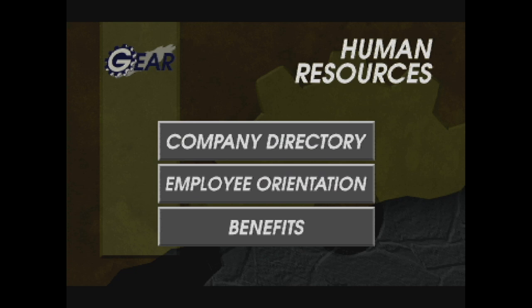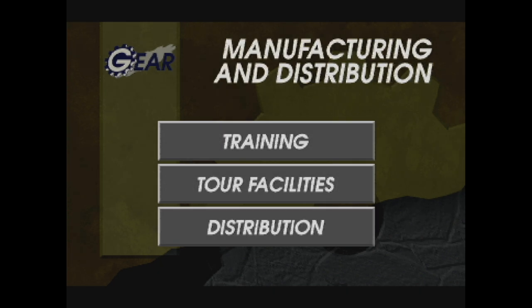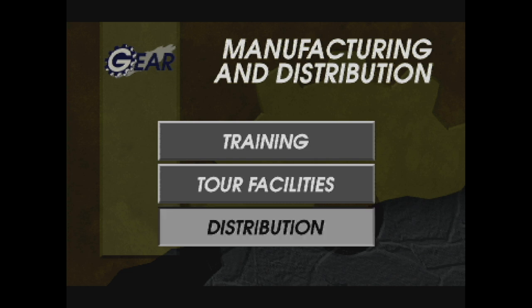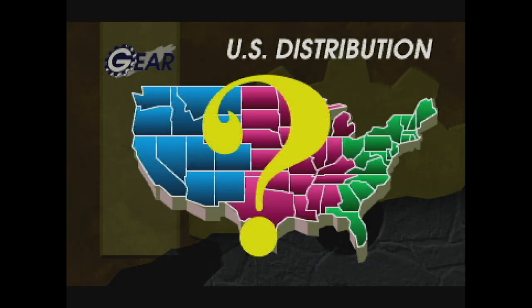How about a program for human resources, a company directory, new employee orientation, and how to explain the benefit programs? Let's look at benefits. Welcome to the benefits program. Please make your selection now. For production, manufacturing, and distribution, we could include training, both skill and safety training, a tour of the factories, and a map of the distribution network. Check out the distribution. Is there a distributor in your town?